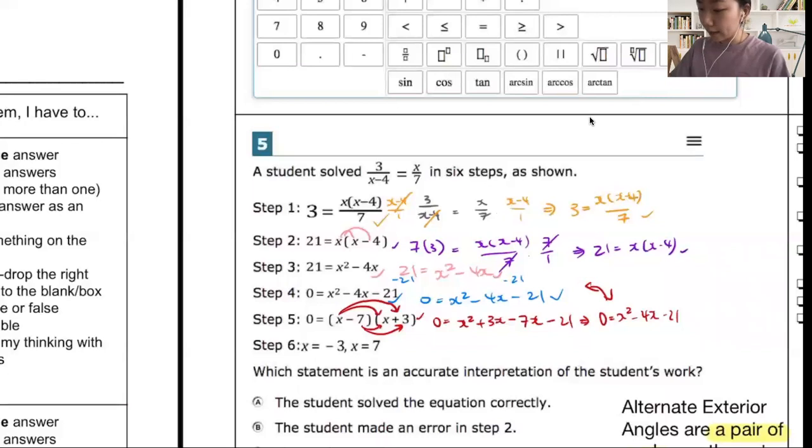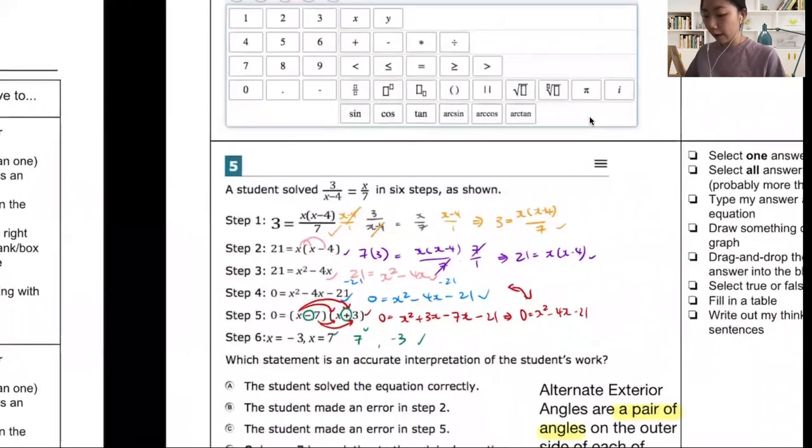Remember, our last step is to flip the sign to find our zeros, right? So we're flipping the sign of this, so negative 7 becomes 7, which is correct. And then positive 3, we're flipping the sign, so it becomes negative 3, right? So those steps are correct. The last step that we have to do is to plug back those numbers to see if they're actually correct. So let's try 7 first.